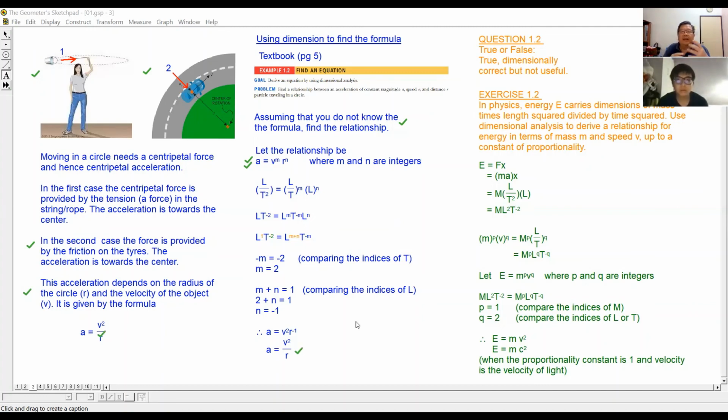So one of the uses of dimension is to find the exact relationship between the quantities. Of course, we must know that this equation involves these quantities. But we don't know exactly how they are related, and we can put the m and n there. If we find out the m and n, then we know how they are related. Any question? No.